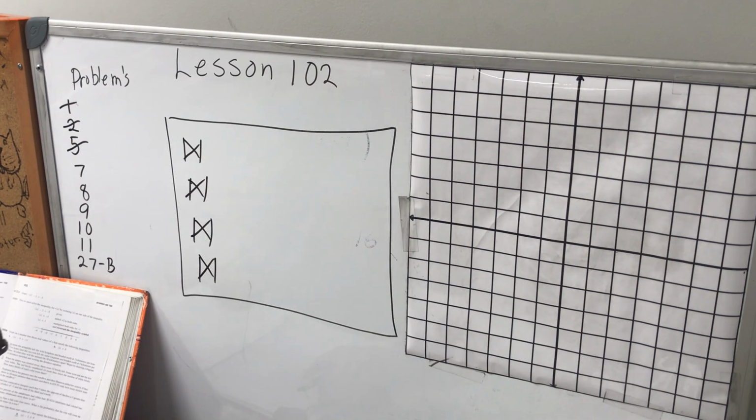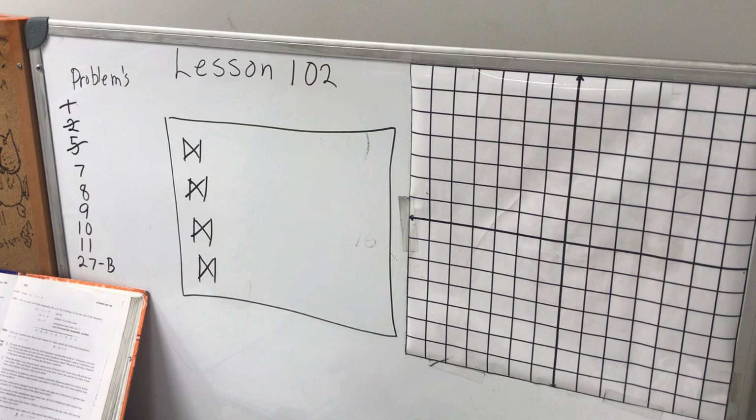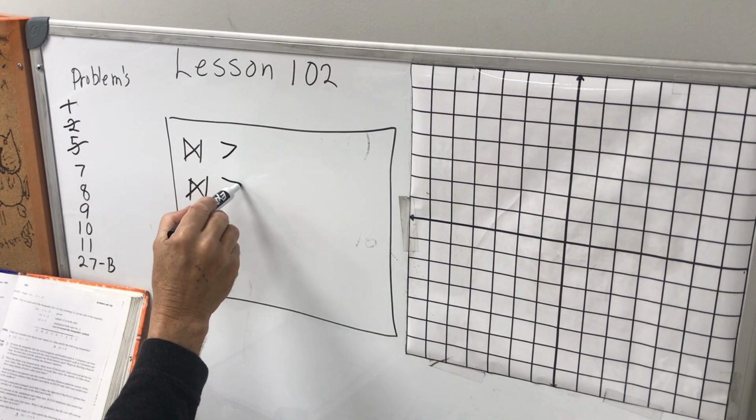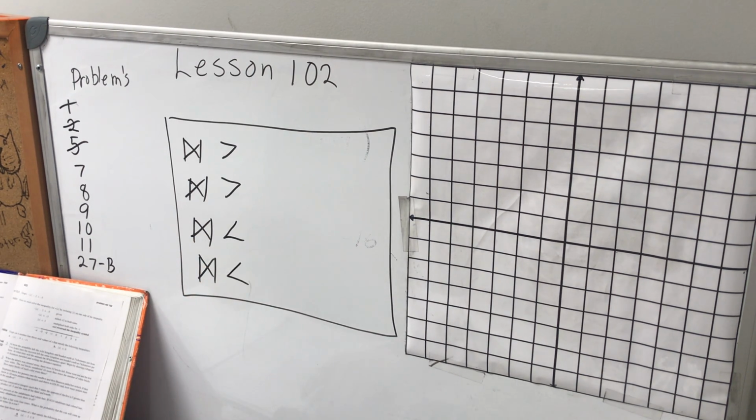Okay, those are your absolute values. Now we have 4 different possibilities on this type of problem. We have 2 like this. You can go ahead and put these signs down. I'm going to let you fill these in: 2 greater than and 2 less than.